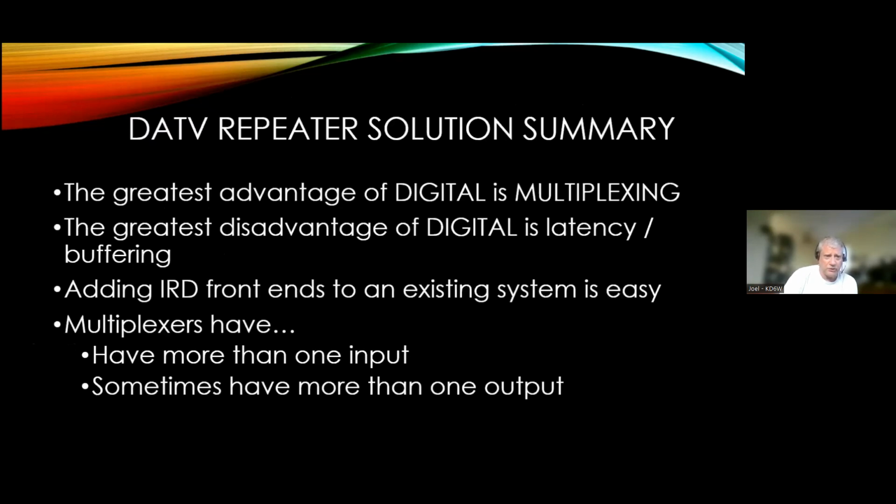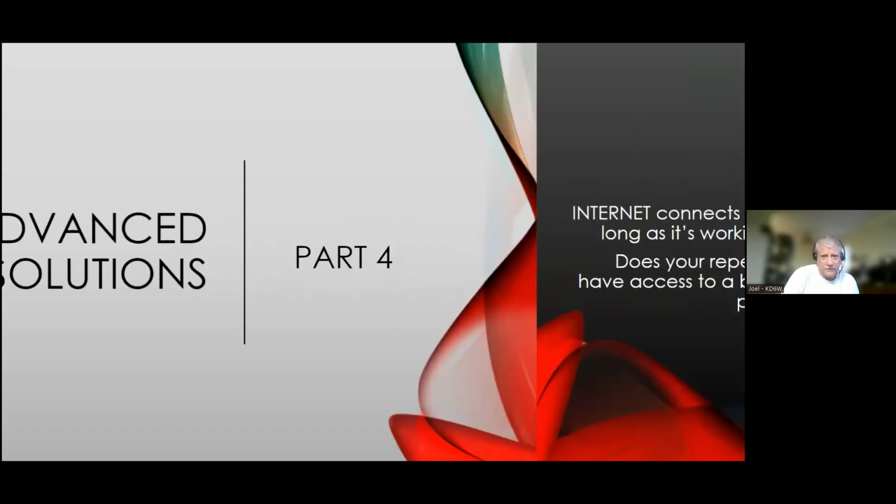And so as a summary here, the greatest advantage of digital is all this multiplexing. Yes, there's latency, buffering, all that kind of stuff. You can't get away from that because it's digital. Adding IRD front ends to an existing system is stupidly simple. And multiplexers always have more than one input, and sometimes they have more than one output. So that's cool news.